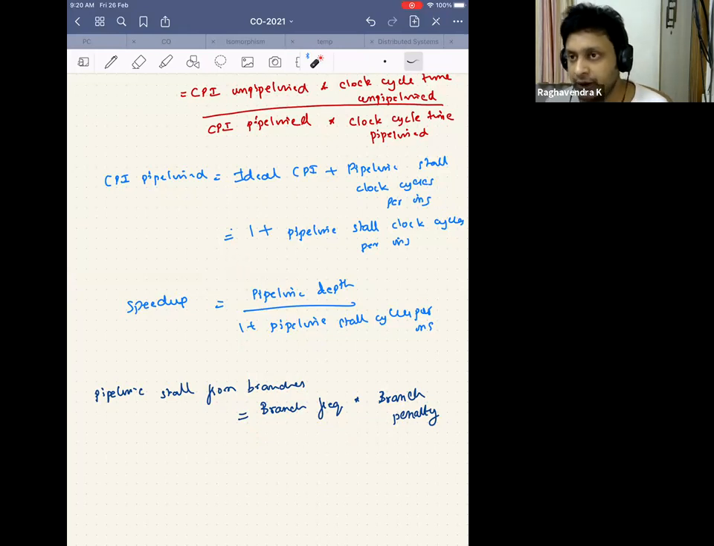So pipeline depth divided by 1.5. So 5 divided by 1.5, that will be your speed up. So it will no longer be 5, but it will be some other number, which is between 2.5 and 5, which means that I am losing out on performance if I don't build a predictor.